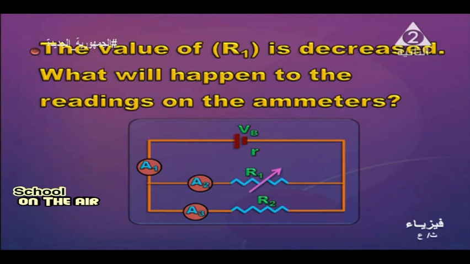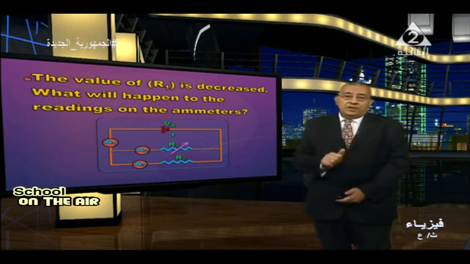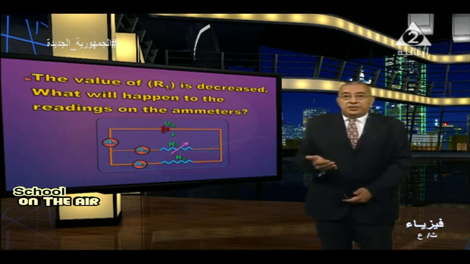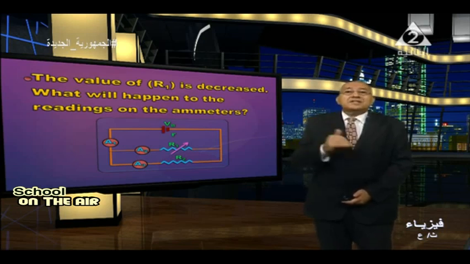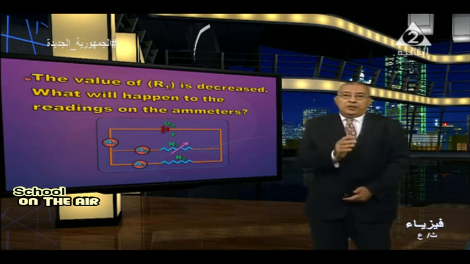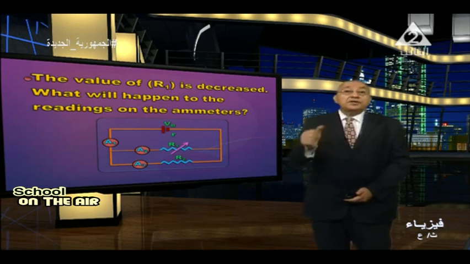R1 is decreased. When the resistance of one branch is decreased, total resistance is decreased. Current passing through the battery increases. Internal voltage, which equals I times r, increases. So terminal voltage decreases, because the sum of internal and external voltage equals V battery, a constant. Once again, your attention. Decreasing the resistance of one branch means decreasing the resistance of the total circuit. Current increases, internal voltage increases, terminal voltage, yes, decreases.